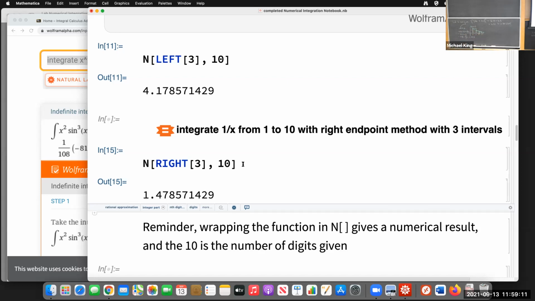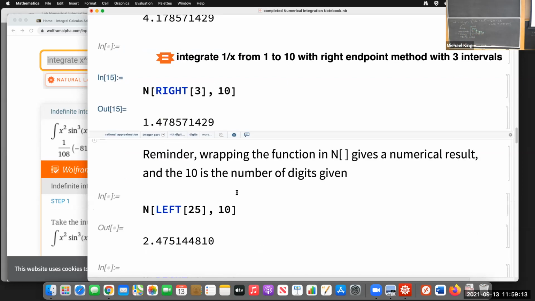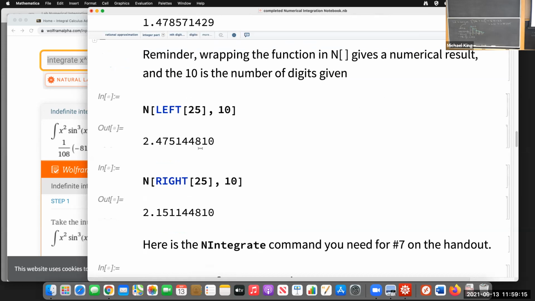Okay, and then I guess what I asked you to do was to start, if you use more rectangles, and remember the exact value we're looking for is this. So with 3 rectangles was not a very good approximation. We got 4 point something. That's because there's all this overlap, right? But with 25 rectangles, it's a little bit better. Still not fantastic.